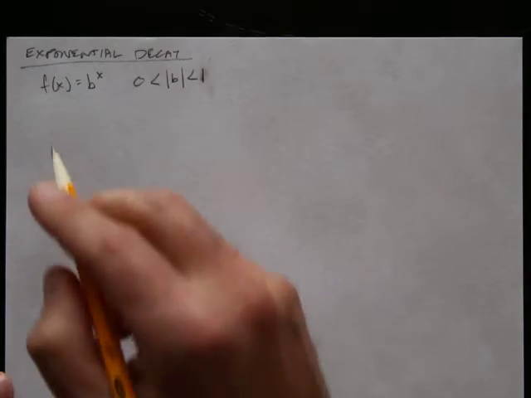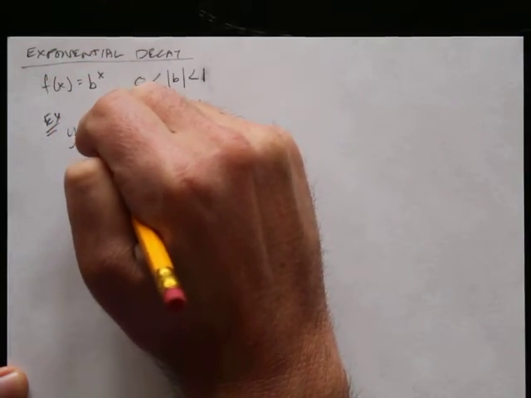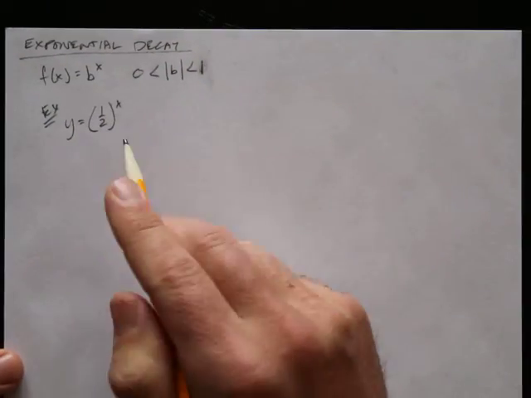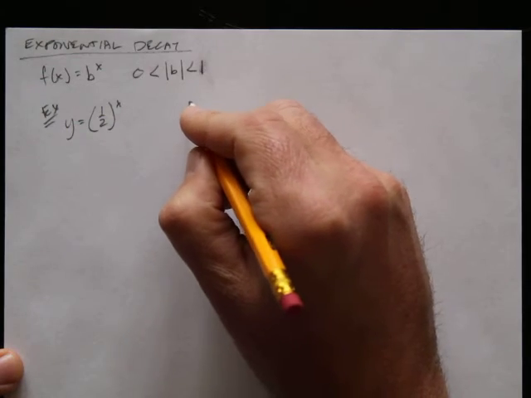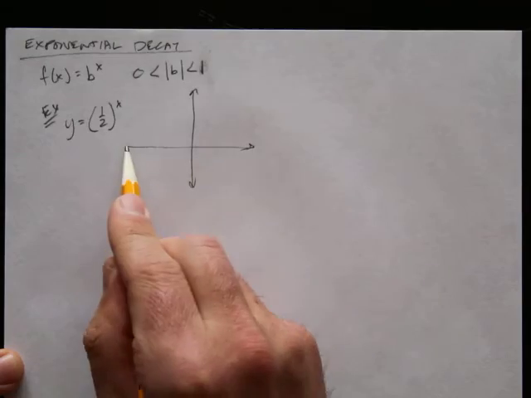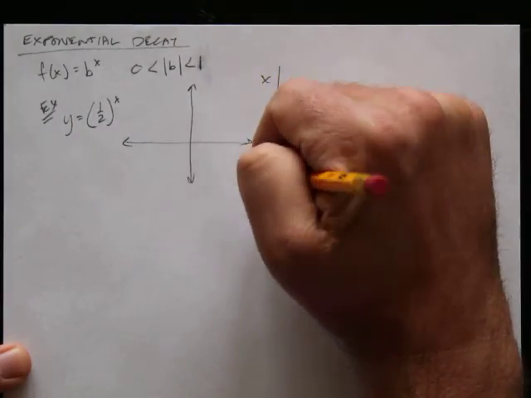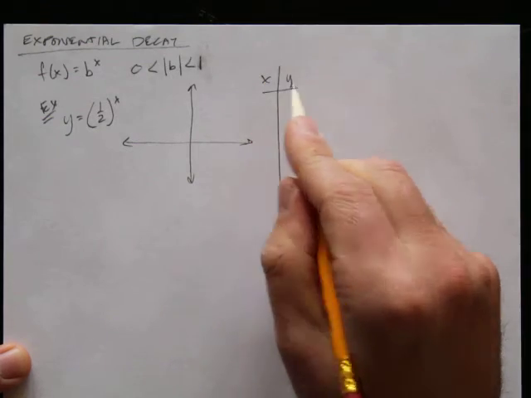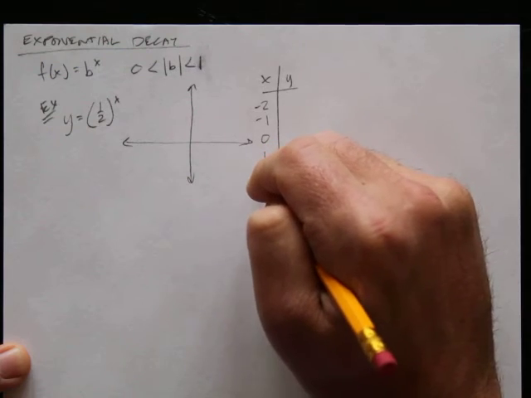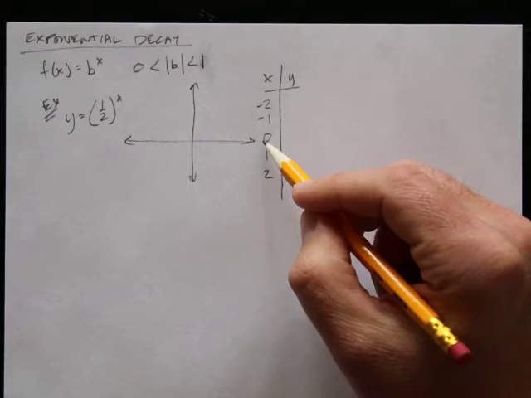Okay, so let's do one. Example, y equals 1/2 to the power of x. So 1/2 is between 0 and 1, and so we're going to see that the graph is going to look a little bit different than the graphs that we have been drawing so far. So let's just do a t-table here. We're going to use these same familiar points that we've been using. Let's plug in the easy ones first.